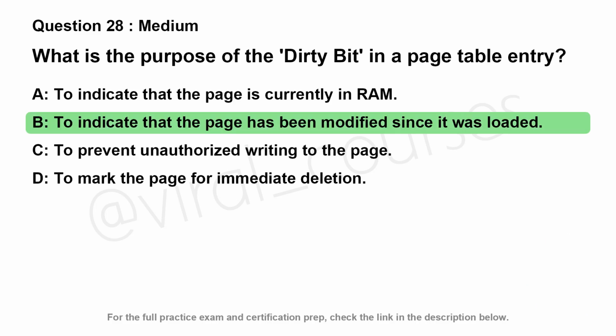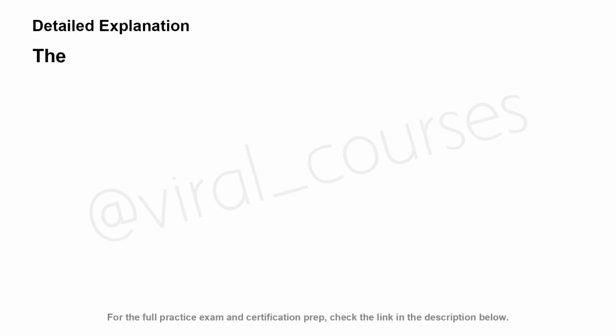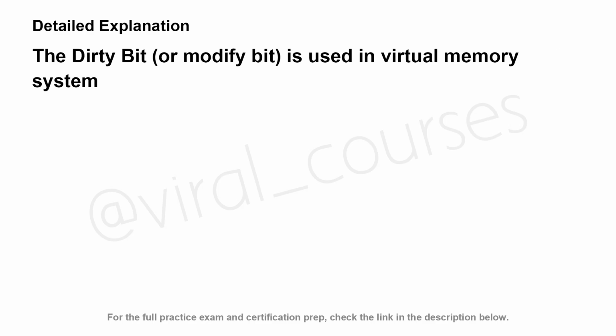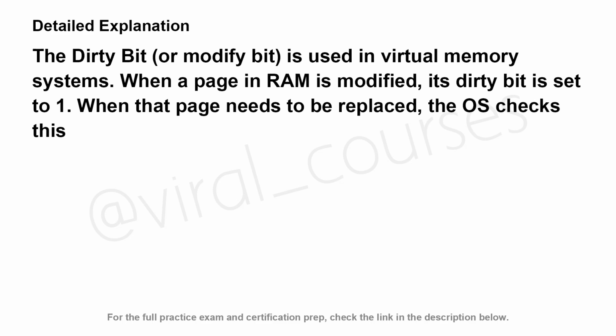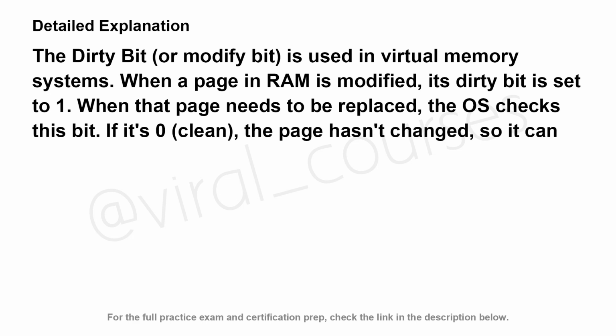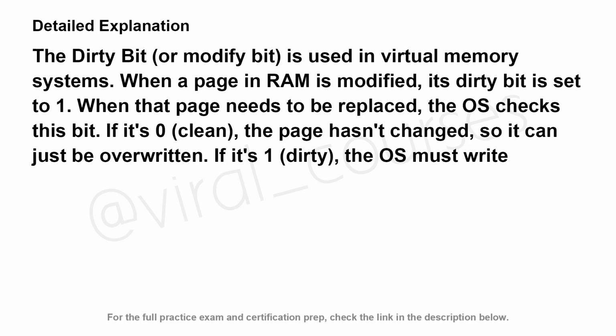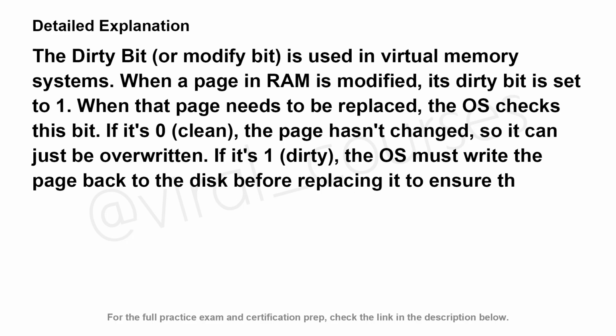The correct answer is B. The dirty bit, or modify bit, is used in virtual memory systems. When a page in RAM is modified, its dirty bit is set to 1. When that page needs to be replaced, the OS checks this bit. If it's 0, clean, the page hasn't changed, so it can just be overwritten. If it's 1, dirty, the OS must write the page back to the disk before replacing it to ensure the changes are not lost.